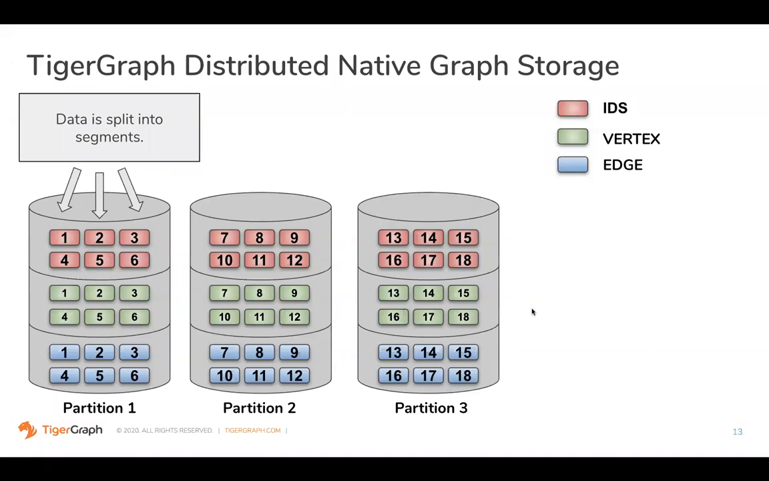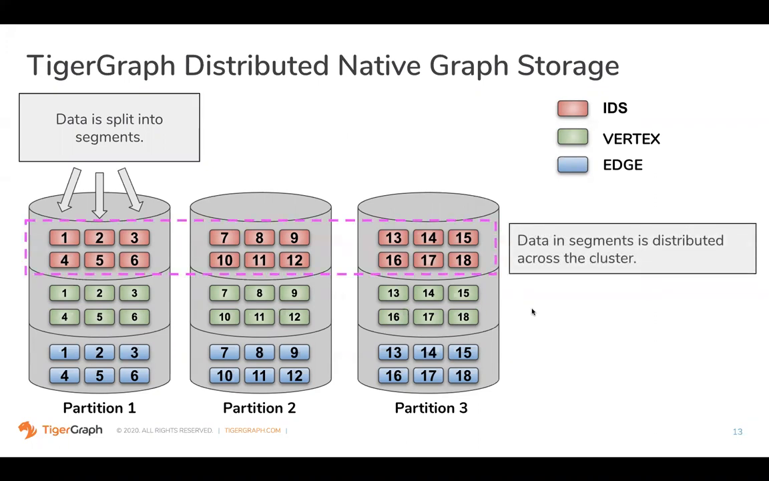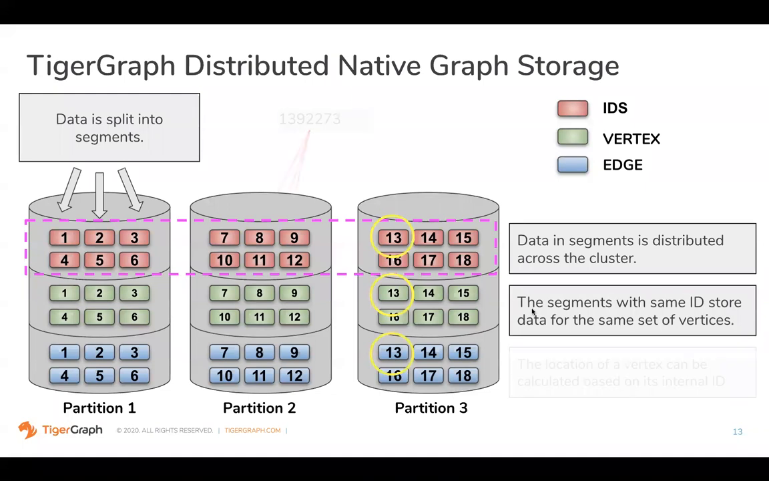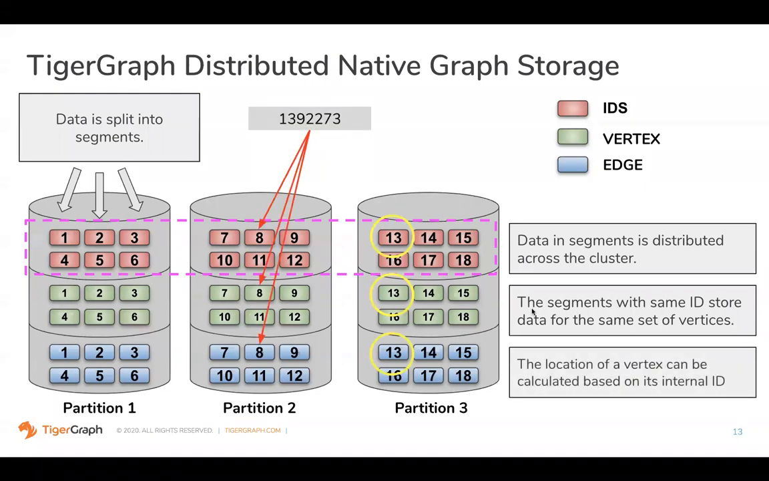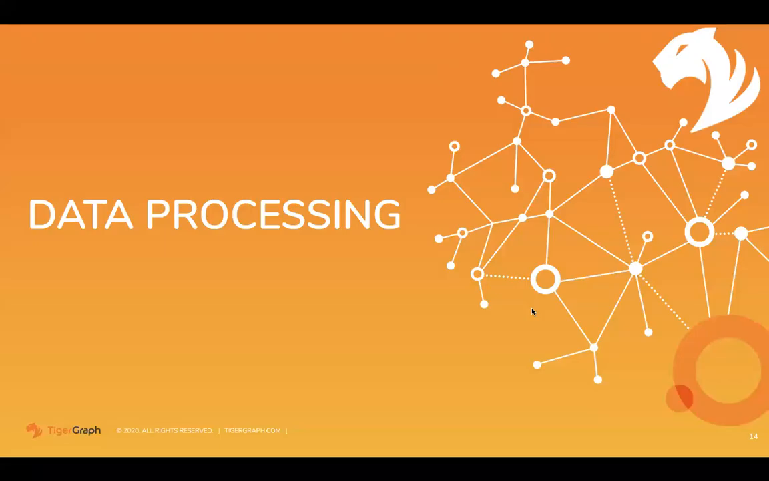And segments are picked in such a way that each segment belonging to the same vertex type is stored together. And this basically ensures data locality so that you minimize the need for movement of data across a cluster as much as possible. As you can see in this example here, all of the data belonging to each vertex and edge, that is by ID, is co-located on each segment and in each partition together. And the location of any of the vertices can be easily calculated based on the internal ID, and vice versa translation can happen as needed during the query process. So that's the ingestion process.